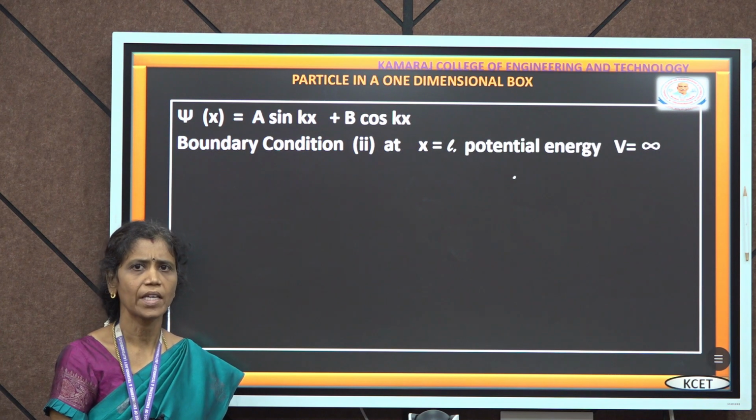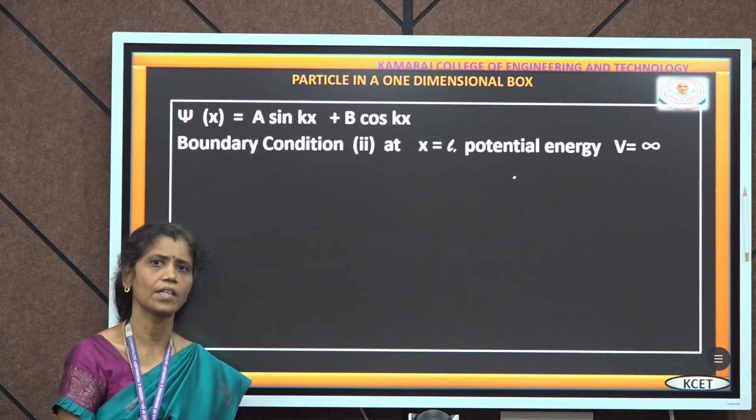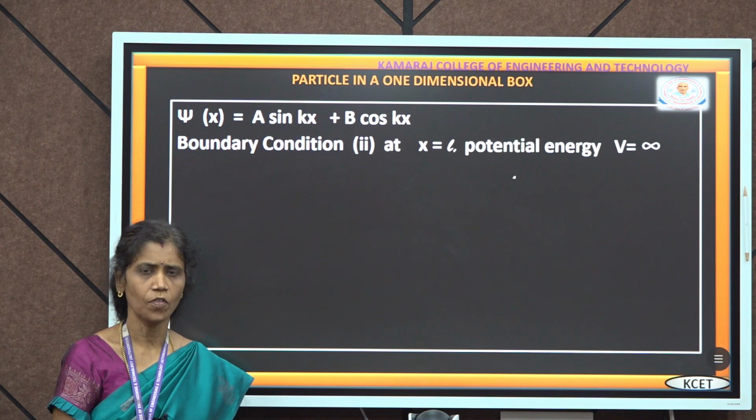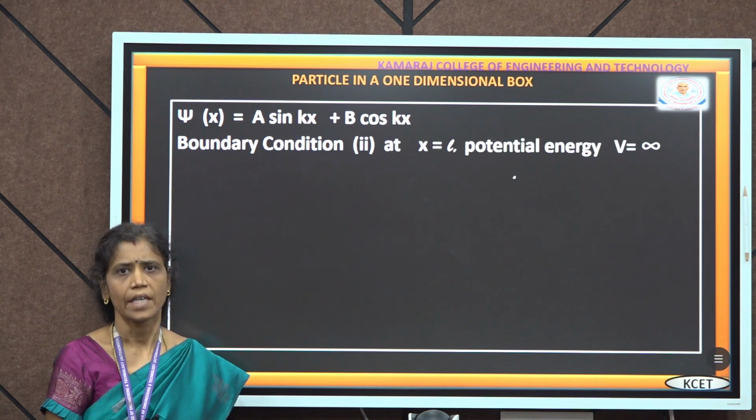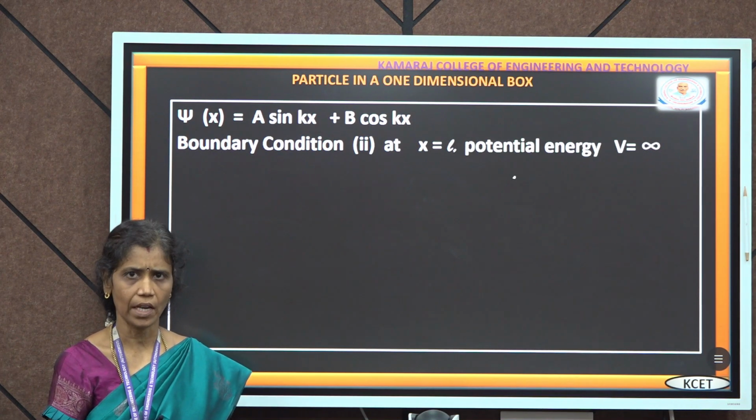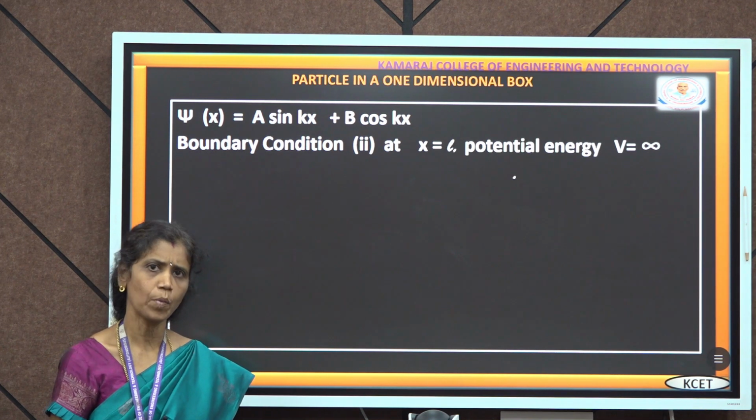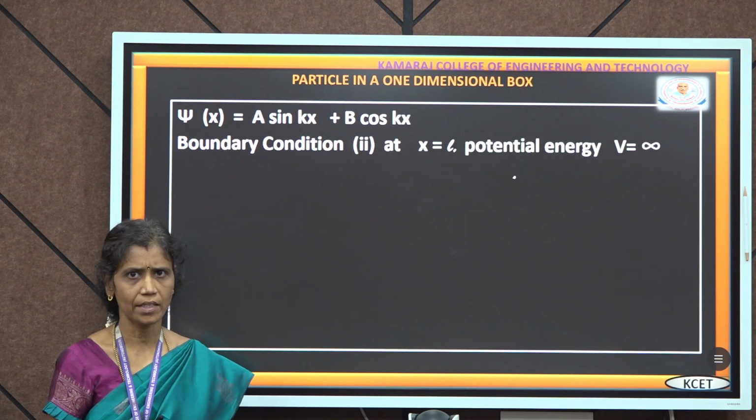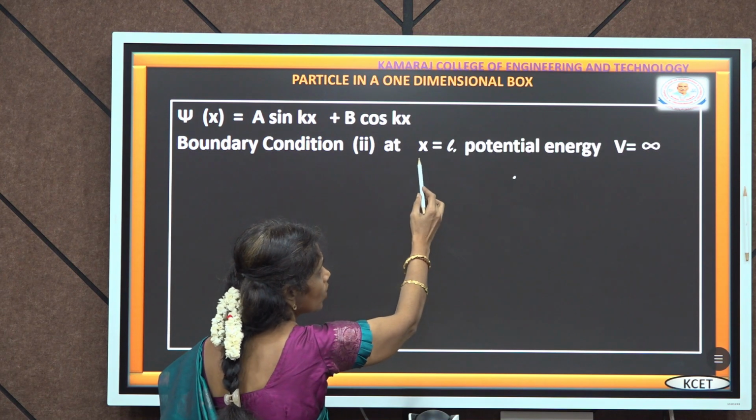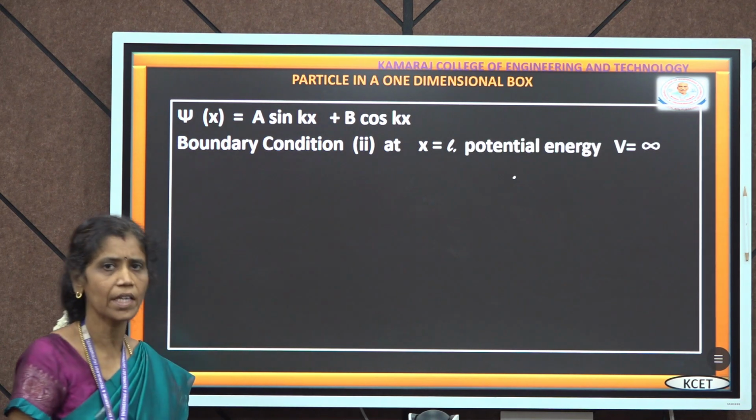Now we are applying the second boundary condition to the solution of the second degree differential equation. The starting point of the one-dimensional box is x is equal to 0 and the ending point is x is equal to L. So, the second boundary is x is equal to L. At the second boundary also, the potential energy is infinity. Hence, I am writing the second boundary as x is equal to L and the potential energy V is equal to infinity.